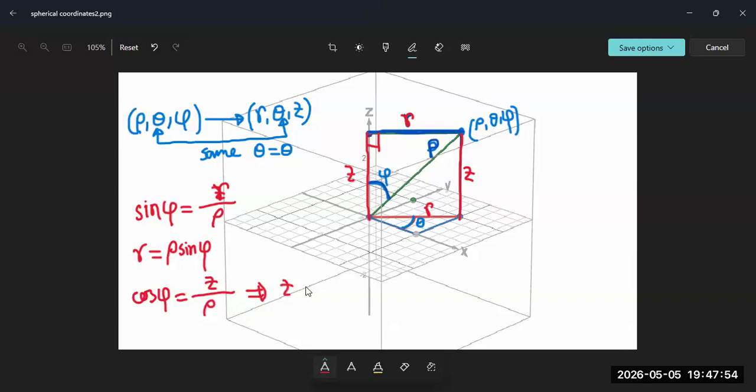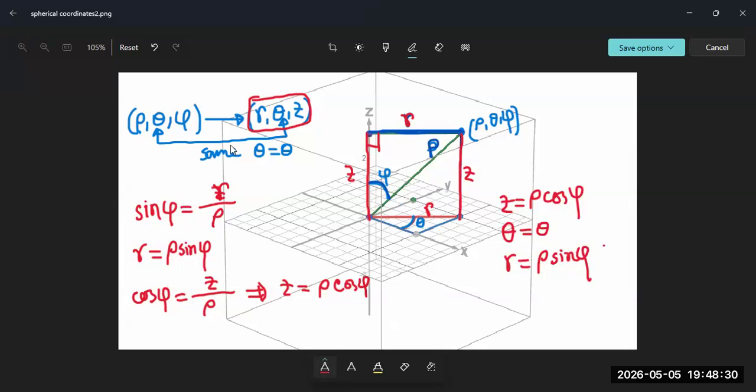So the Z quantity can be expressed in terms of rho and phi, which is rho cos phi. Okay, done. So if we have a point in the spherical coordinate system and want to calculate it in the rectangular and cylindrical coordinate systems, in that case our Z quantity is just rho cos phi, the theta quantity is unchanged, and the R quantity is rho sin phi. So this is the transformation.